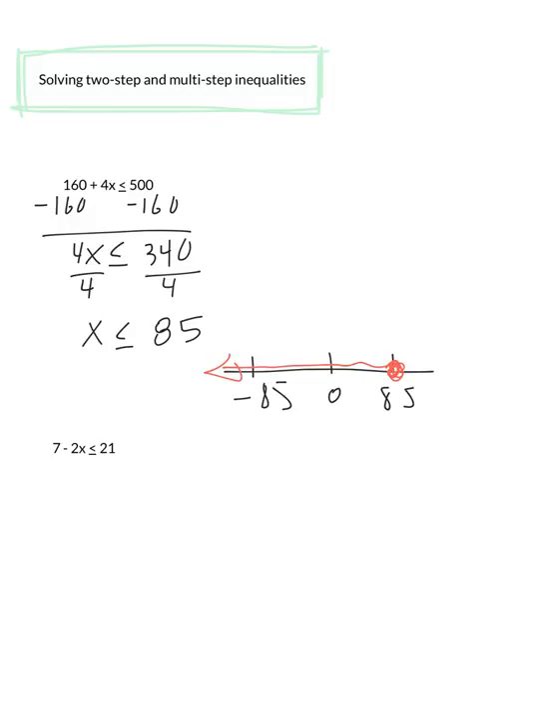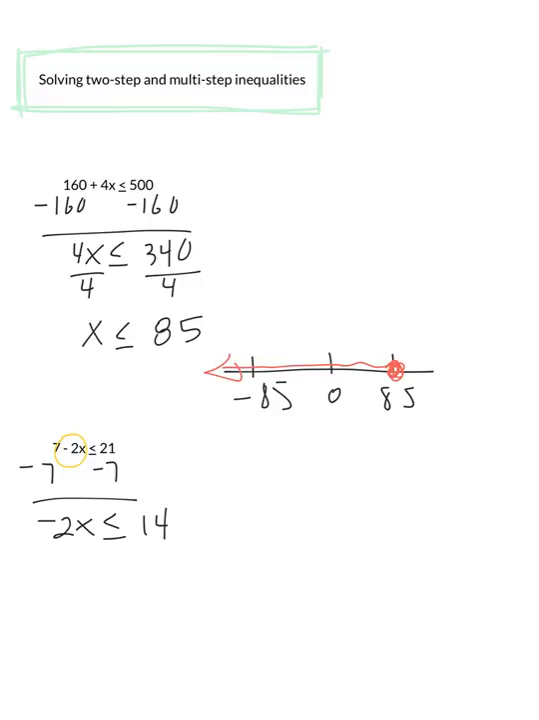The next problem we have is 7 minus 2x is less than or equal to 21. It is a positive 7, so we have to subtract 7 from both sides. Please be careful. Don't forget it is a negative 2x that's getting brought down, less than or equal to 14.